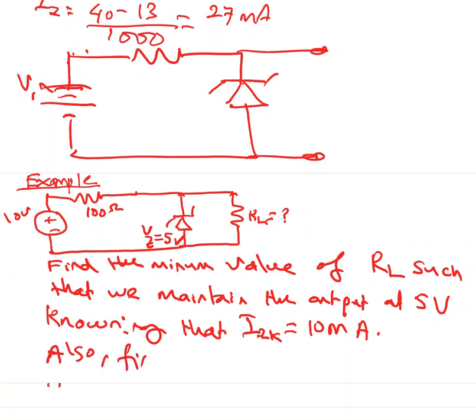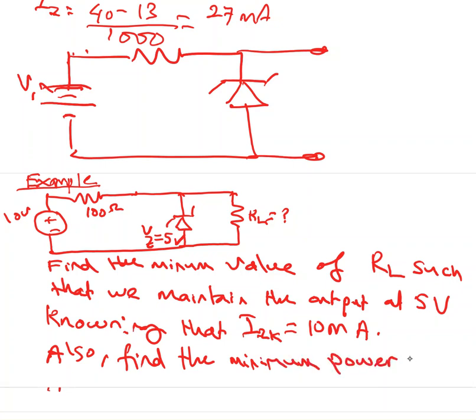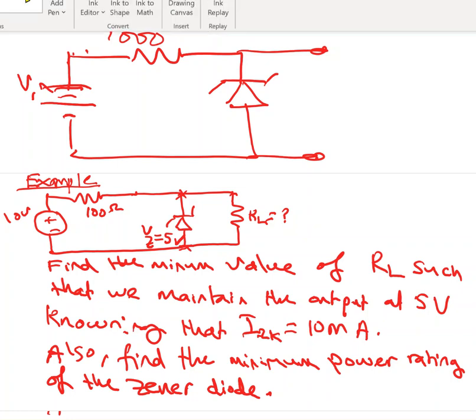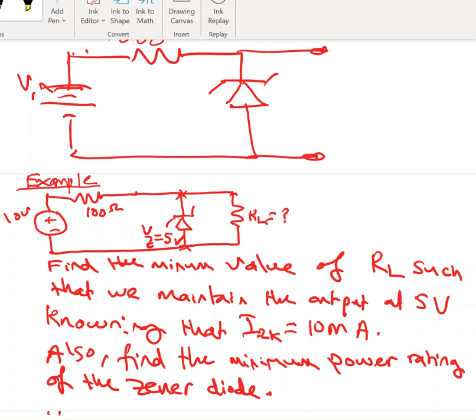Also find the minimum power rating of the Zener diode. Now we have to be very careful in solving such a problem, because simply we know that this output voltage is going to be 5 volts all the time. So let's see how we can solve it.